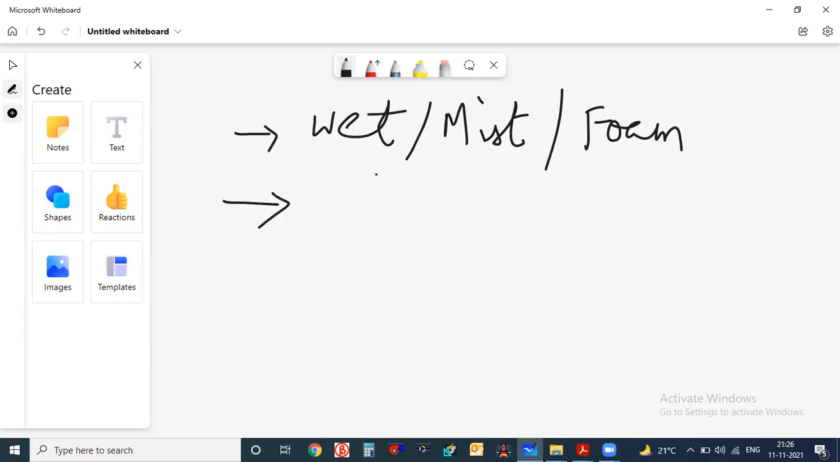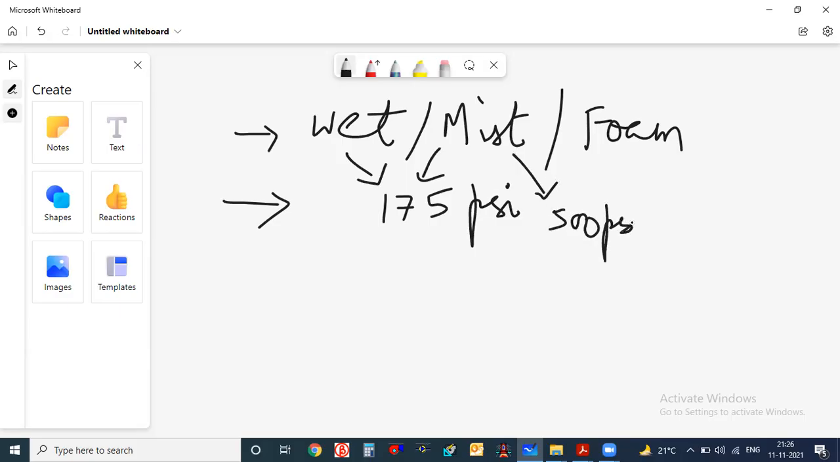And we also saw that the maximum pressure NFPA has given for a low pressure system is 175 psi. Now, a low pressure system is the one which is applicable in the wet system, and in the mist system we have also seen the low pressure. But if you go for the higher system, it can go up to 500 psi. So obviously this pressure we should always keep in our mind.